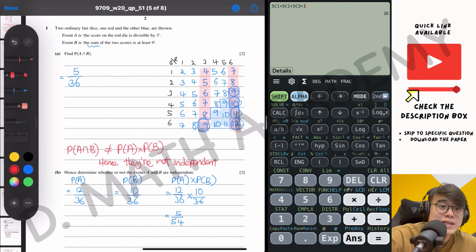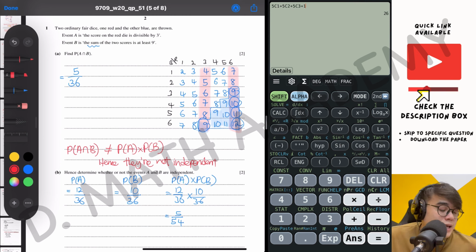Okay, so that's all for this paper. I would rate it an 8 out of 10 in terms of difficulty, but it's definitely a good paper to practice on.